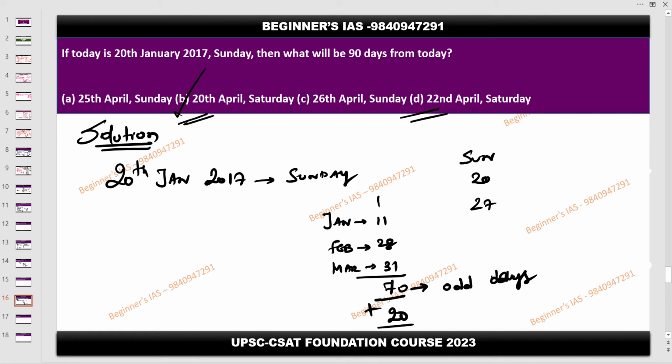People understanding the logic? Yes, sir. 90 days. Till March 31st is going to be the 70th odd day. So which means that 31st March 2017 is also going to be the Sunday, right? Yes, sir.